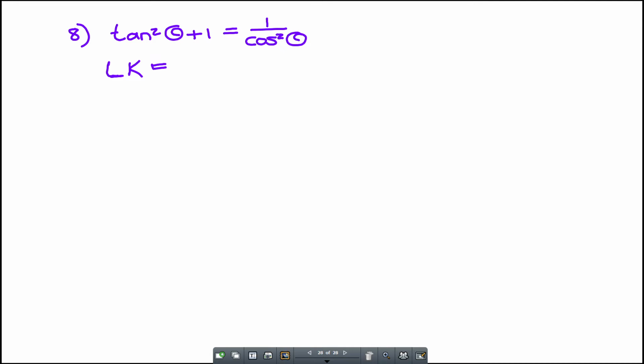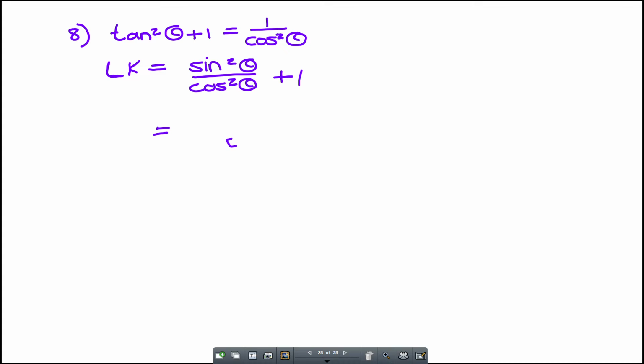daai tan kwadraat theta is dieselfde as sin kwadraat theta op cos kwadraat theta en dan plus 1. Okay. So nou is ek so klein bietjie stak, behalwe ek kan daai 1 ook gaan maak in die vorm van 'n breek. And then it means that I also want my denominator to be cos squared theta.